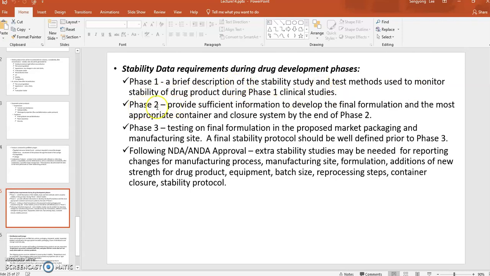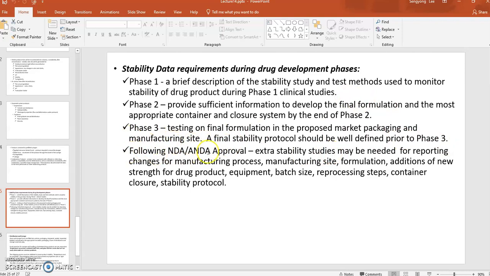And phase 2 provides sufficient information to develop the final formulation and the most appropriate container and closure system by the end of phase 2. And clinical trial phase 3, testing on final formulation in the proposed market packaging and manufacture site. A final stability protocol should be well defined prior to phase 3. Okay? And then, of course, everything worked out and you apply NDA, of course.